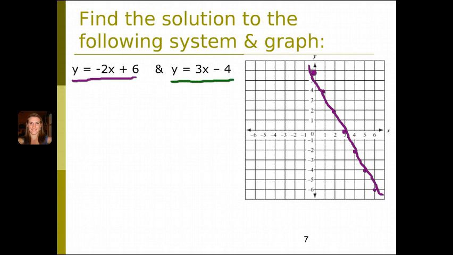Start by plotting your y-intercept at -4. And in this situation, we're rising 3 and going over 1. So up 3, over 1, and so on.